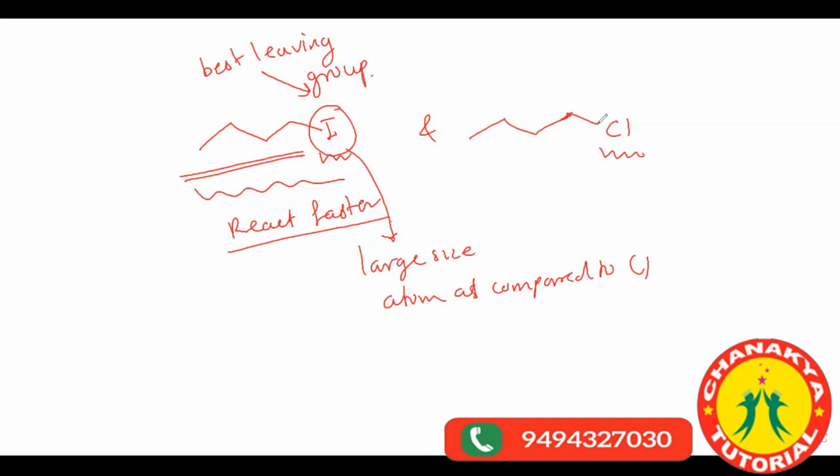Understanding? Due to the small size, iodine can be easily detached due to the large size. It's a best leaving group. It can be detached easily and hence can react faster.